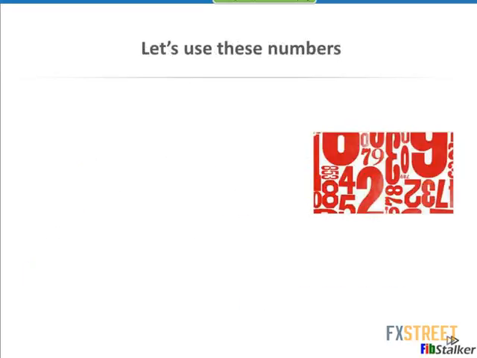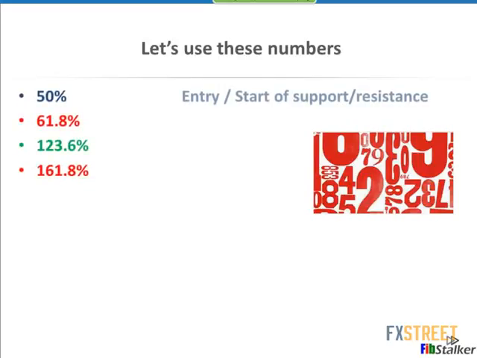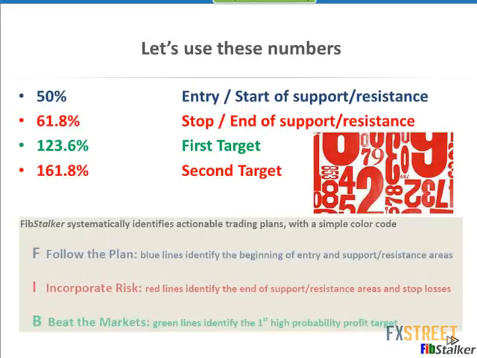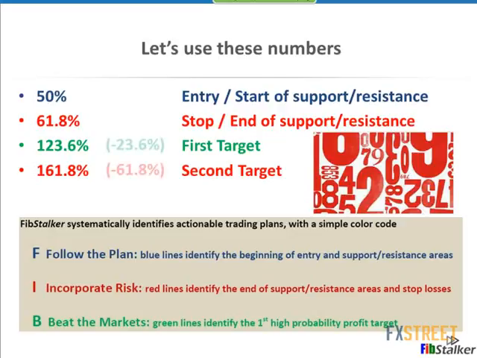So what I'm going to do now, I'll use the numbers that I've provided you before, just the selection that I use. The 50% is going to be my entry or start of support or resistance. 61.8% is the stop loss or the end of an area of support or resistance. The first target is going to be 123.6%, and the second target is 161.8%. So I only use these numbers. This is the way I use them. And on my charts, the targets show up as minus 23.6% and minus 61.8%.